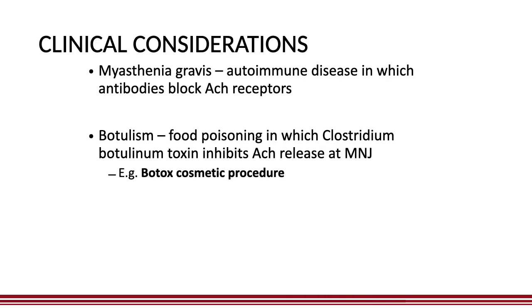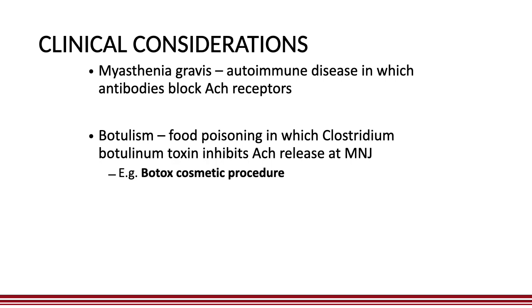Now, myasthenia gravis and botulism are both neuromuscular disorders that affect the transmission of signals between the motor neurons and skeletal muscle fibers. So, myasthenia gravis is an autoimmune disorder that is characterized by muscle weakness and fatigue, particularly in the smaller muscles. Okay, they control eye movement, facial expression, and swallowing.